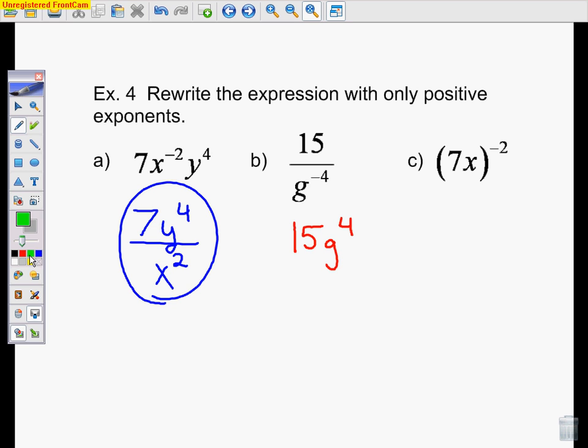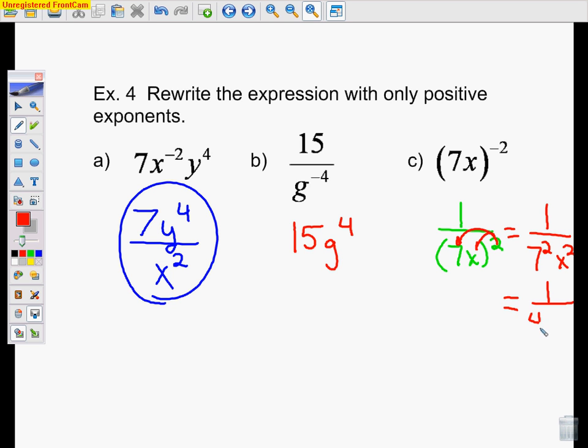C, the whole thing has a negative exponent. So we're actually going to move the whole value to the bottom, because right now it's all on the top. So this is going to be 1 over 7x to the positive second. All right, we move the whole base. All right, after that, we could take this 2, and we can distribute it into the parentheses. So we would have 1 over 7 squared x squared. And if we simplify it even further, that would be 1 over 49x squared. Okay?